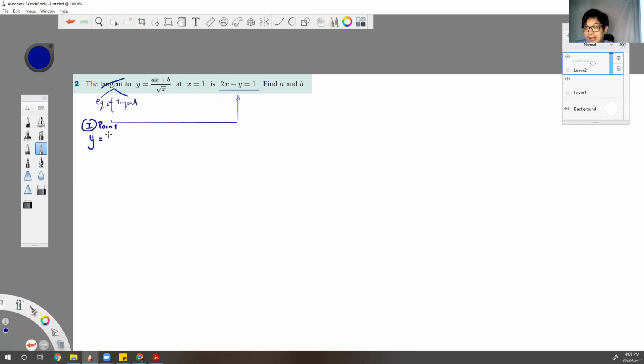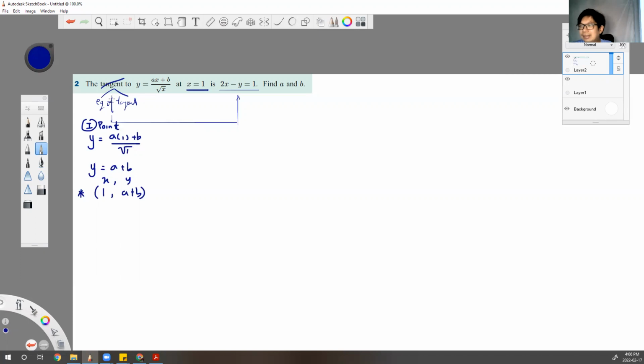So this is what I never taught. I never realized that this would be the easiest way to do it. So a times 1 plus b over square root 1. You just substitute x by 1 into the equation, and then you get y in terms of a and b, right? A plus b. So the point is 1 comma a plus b, right? This is x comma y as given in the question. So this is the point. Keep that in mind. I make it the symbol star. So that's the essential point.